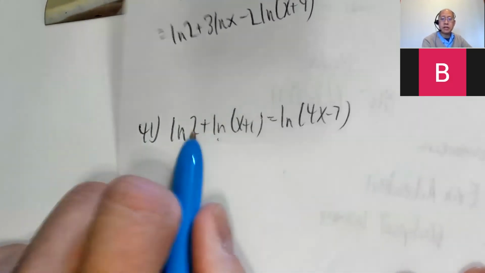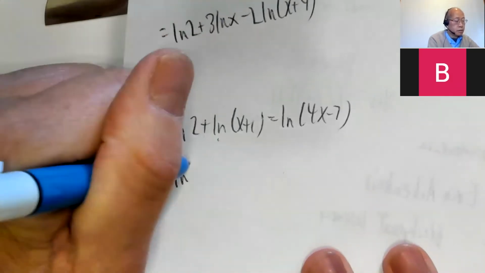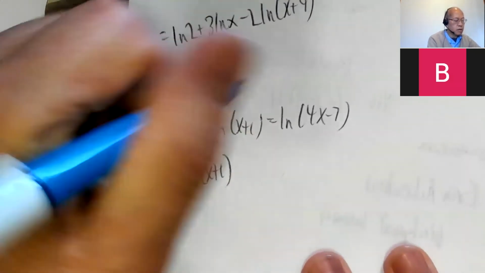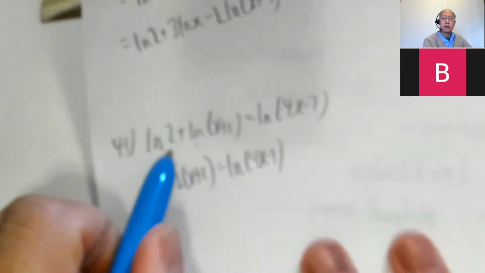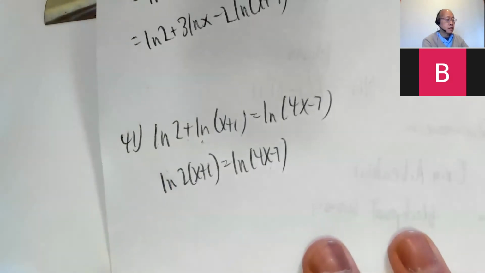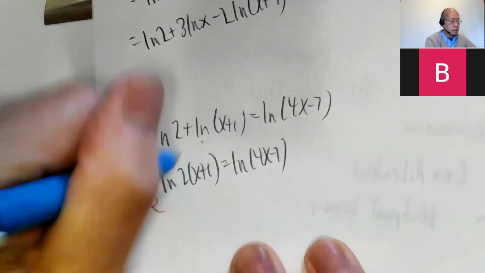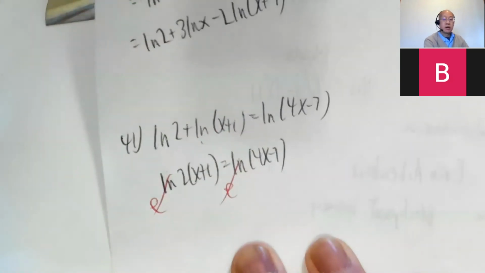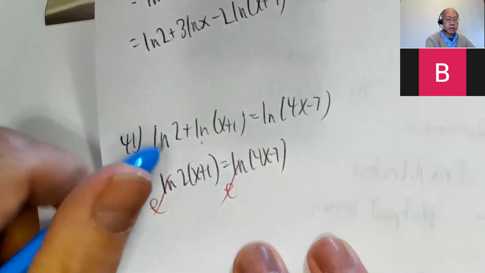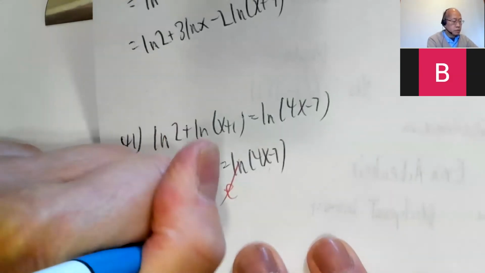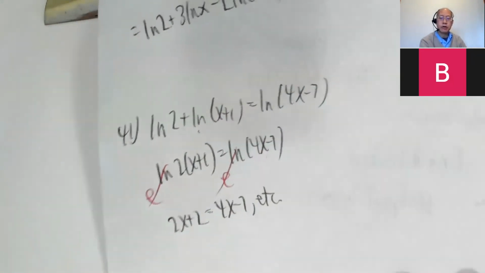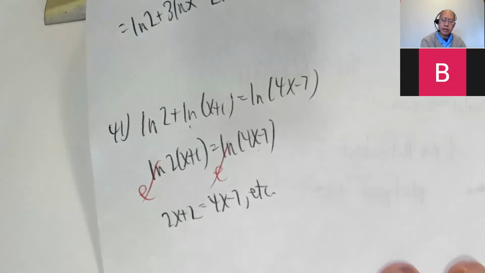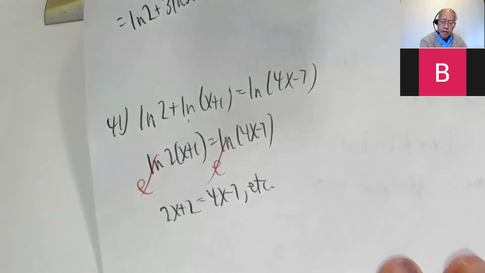Okay, this one, there's a plus here. So I multiply ln 2 times x plus 1 equals ln 4x minus 7. Turn that into multiplication. Then exponentiate to get rid of the ln's. And I don't think I have to say anything else. The rest is very easy. So 2x plus 2 equals 4x minus 7. Just say, etc. You can finish that. The only thing to watch out for is if your answer comes out to be negative, but I don't think it's negative. It's a positive quantity. So it looks like we're good.